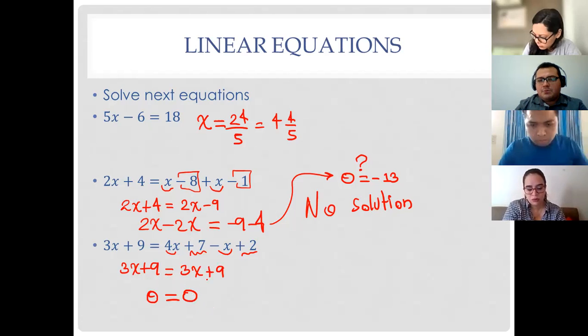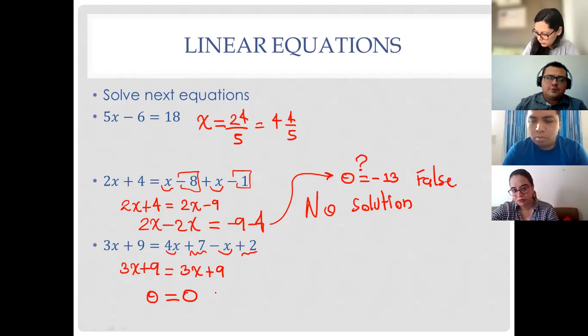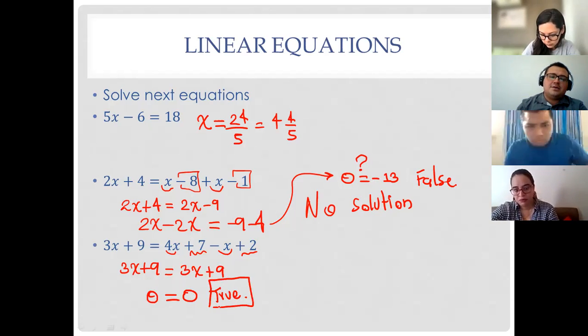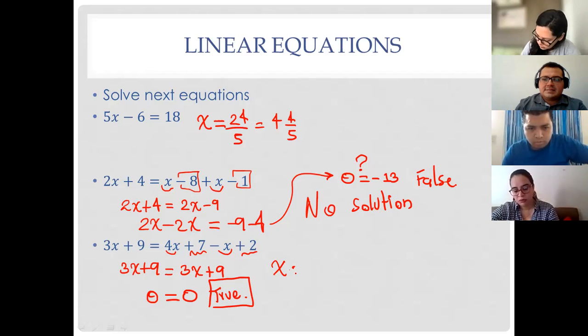What does 0 equals 0 mean? Now, check the difference. Here we concluded something that is not true, that's false. But what happened here? It's 0 equals 0. Is that a true statement or a false statement? That's a true statement. And what happens if it's true? Here comes the interesting part. You cannot say that x is one value. X can be any value.